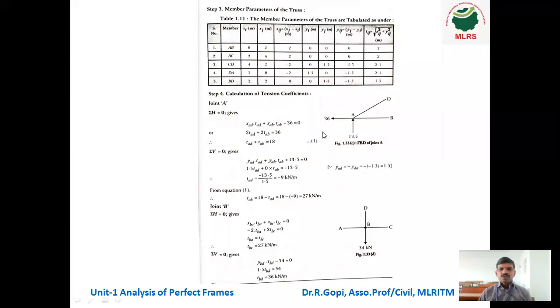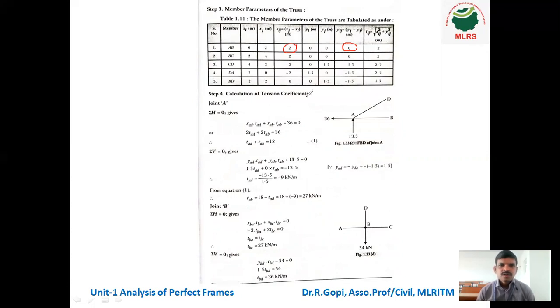Next, as per the previous problem, make a table with serial number, member, xij, yij, and calculate the length of each member. There are totally 5 members. Calculate xi and xj for each member and find xij, then calculate yi and yj for each member and find yij. The length is the root of xij square plus yij square.